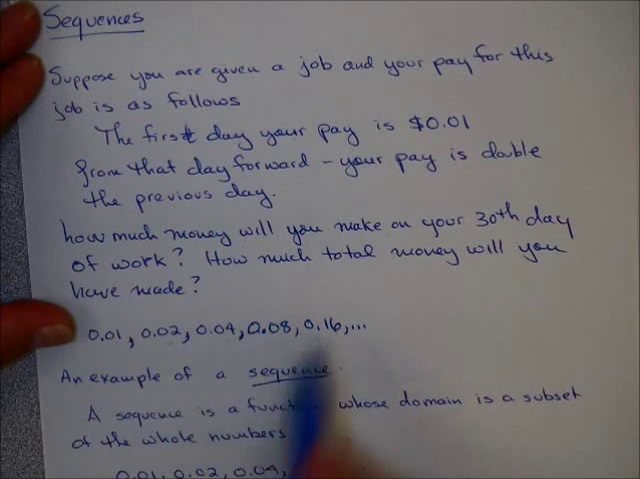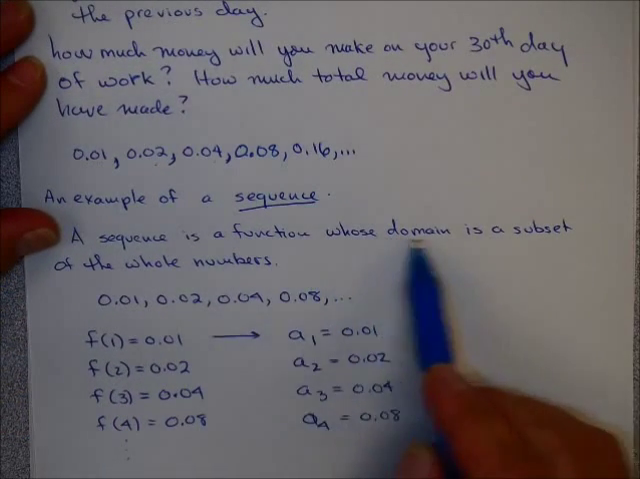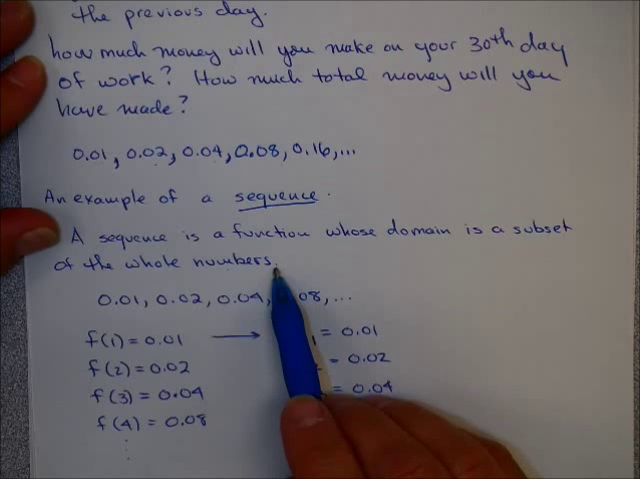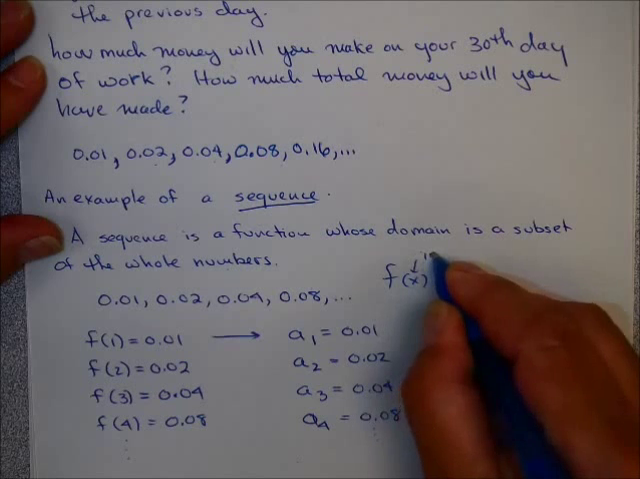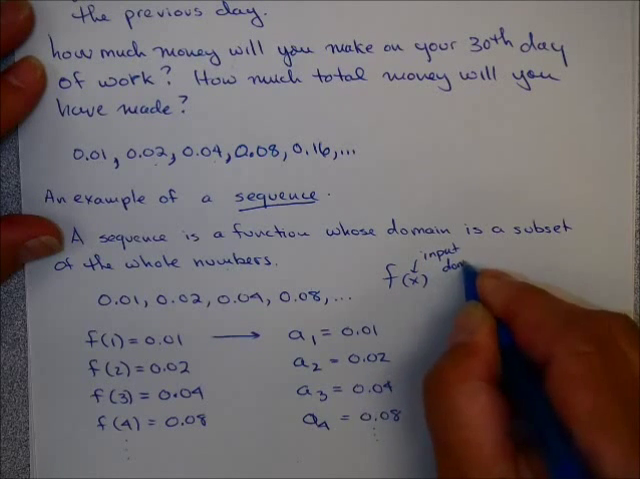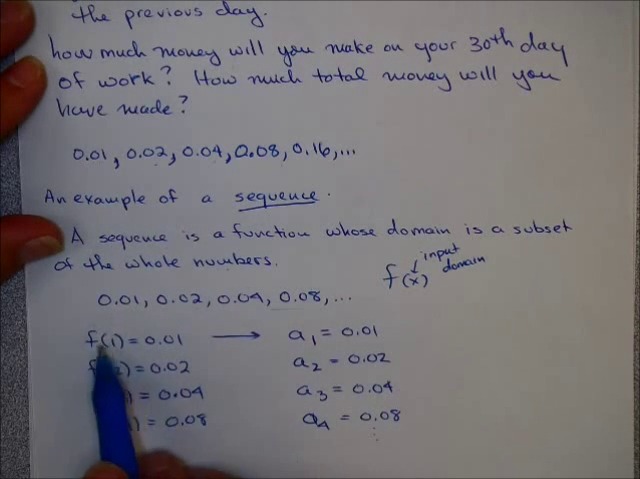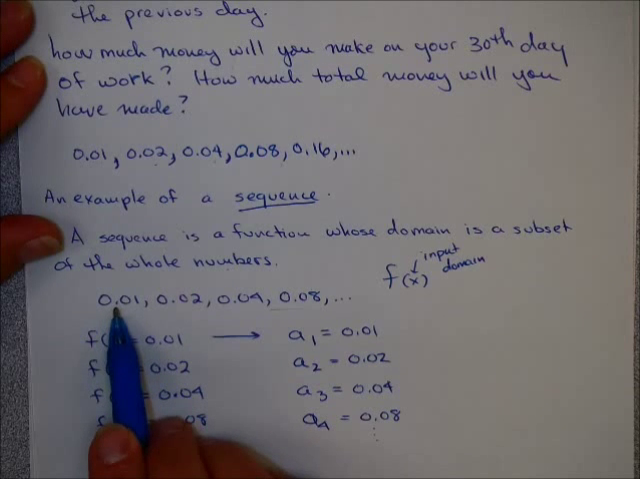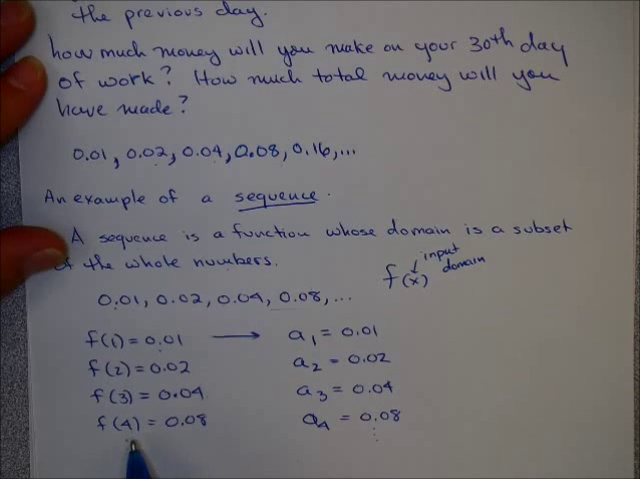A sequence is just a collection of numbers like this. A more formal way to say that is a sequence is a function whose domain is a subset of the whole numbers. That's confusing. Let's see what that means. You might remember function notation f of x, where this is the input, or domain, and the answer is the output. So I could write this sequence by saying the first item in the sequence, f of 1, is 0.01. The second item is 0.02. The third item is 0.04, and the fourth is 0.08, and so on.